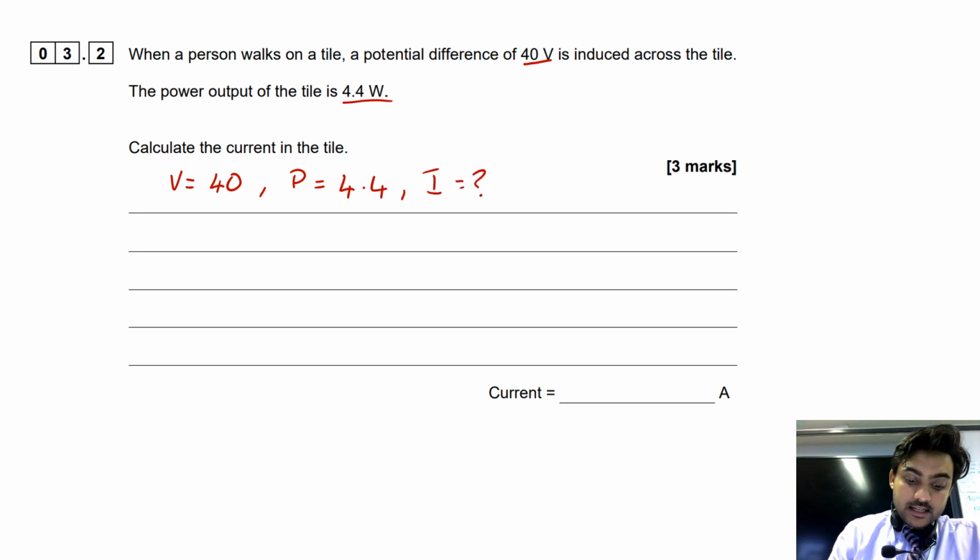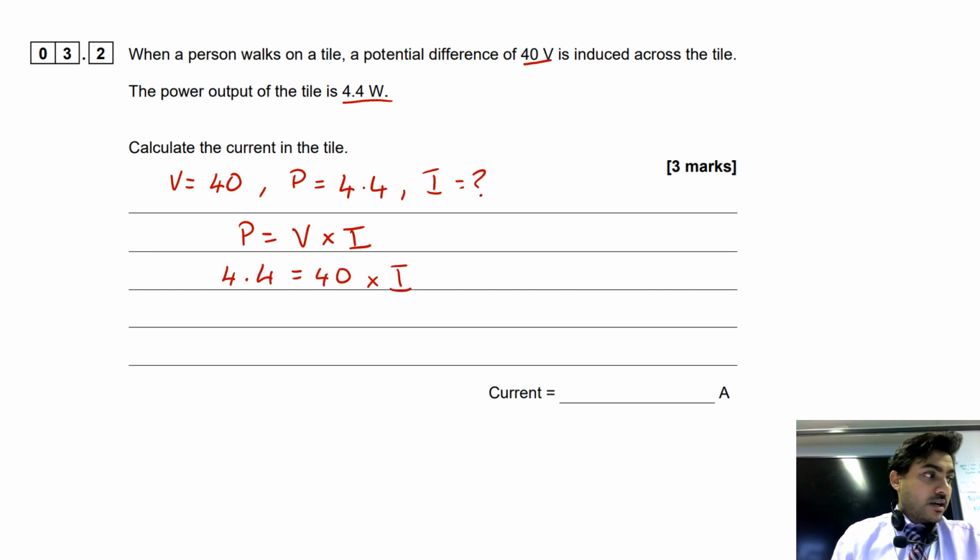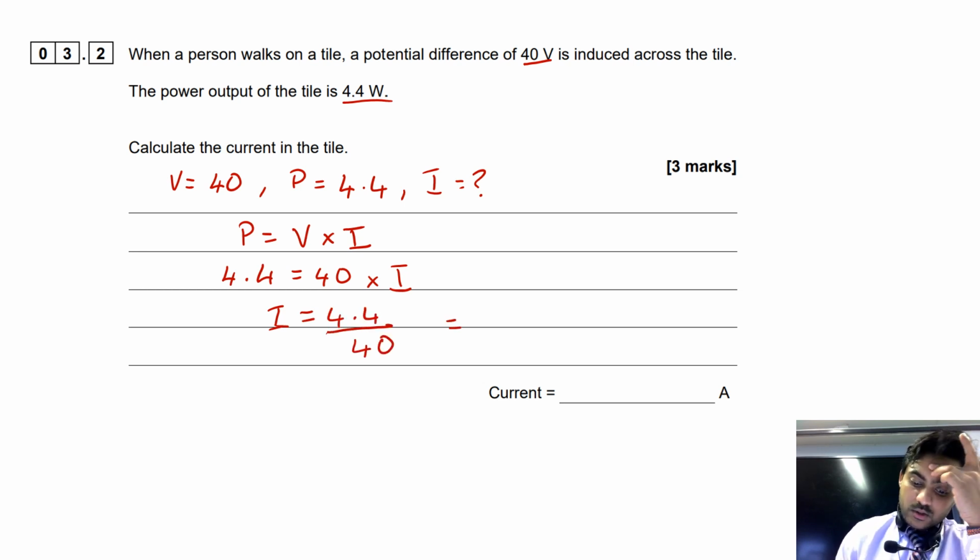Now our formula is P equals V times I, and then we just have to plug all the numbers in. 4.4 equals 40 times the current, and then current is 4.4 divided by 40, which equals 0.11 amps. 0.11 gets you all three of those marks.